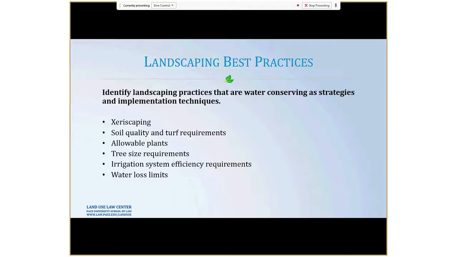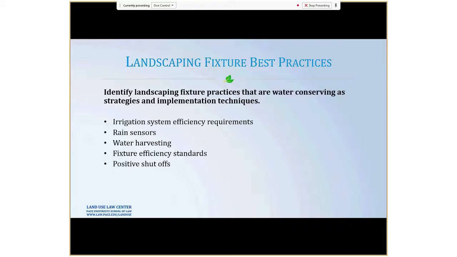Identifying landscaping practices that can go into water plans that eventually will find their way into land use regulations include xeriscaping, soil quality and turf requirements, allowable plants that are water conserving, tree size requirements, irrigation system efficiency requirements, and water loss limits. And then the last landscaping slide focuses on irrigation system efficiency requirements, rain sensors, water harvesting, fixture efficiency standards, and positive shutoffs.